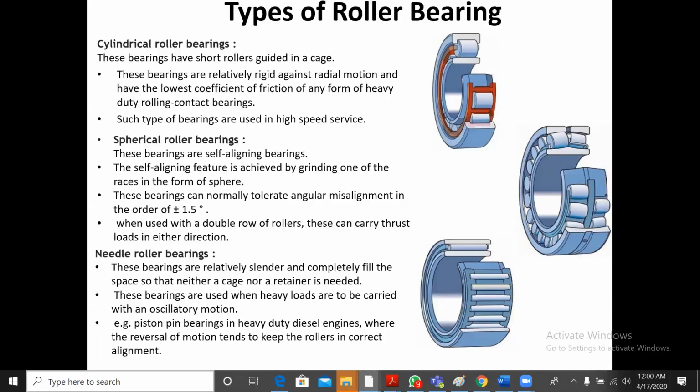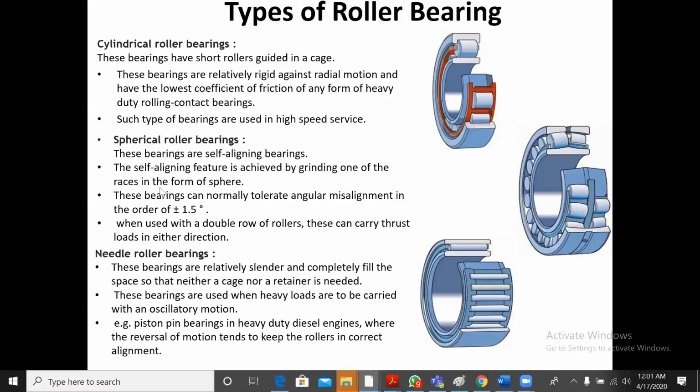Okay. Spherical roller bearing. In the case of a spherical roller bearing, the rolling element is a roller of spherical form. You can say the roller has the shape of a dholak. You have seen the dholak, na? That dholak type shape of the roller is there. That means instead of a cylindrical surface, the roller has a spherical surface. So such bearings have spherical rollers.